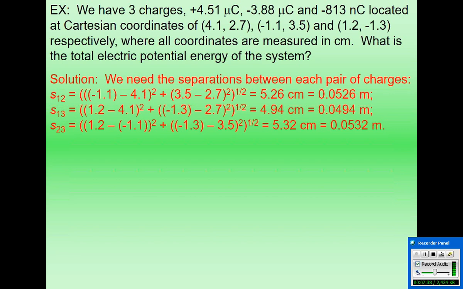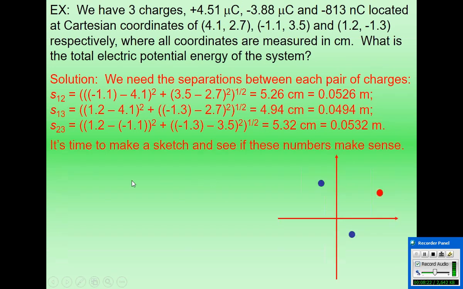We want the total electric potential energy of the system. We have 3 charges, and the last bullet point on the previous slide said we need to consider all possible pairs, which means that we have to look at the potential energy between charges 1 and 2, the electric potential energy between charges 1 and 3, and the electric potential energy between charges 2 and 3. In order to do that, we need all of those separations, and so we need to use the distance formula to calculate the separation between charges 1 and 2, the separation between charges 1 and 3, and the separation between charges 2 and 3. And that's what's done in those 3 lines of calculations.